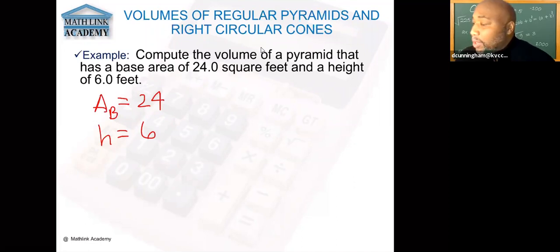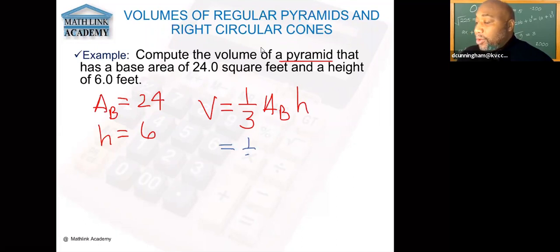So it's already given me those values. Since I know it's a pyramid and I want to find the volume, we know the volume formula is V is equal to 1/3 area of the base times the height. Now let's use a blue color so we can show you how the work is done. So this is 1/3 of 24 times 6.